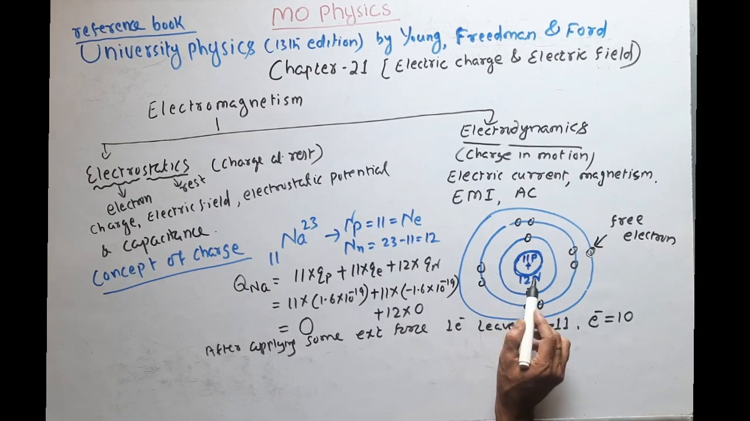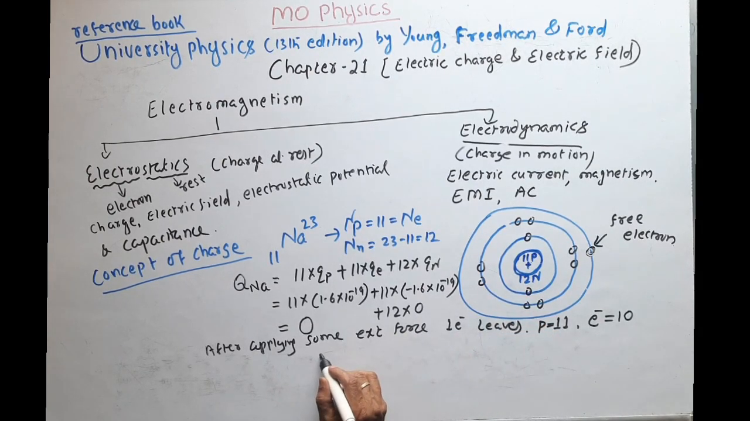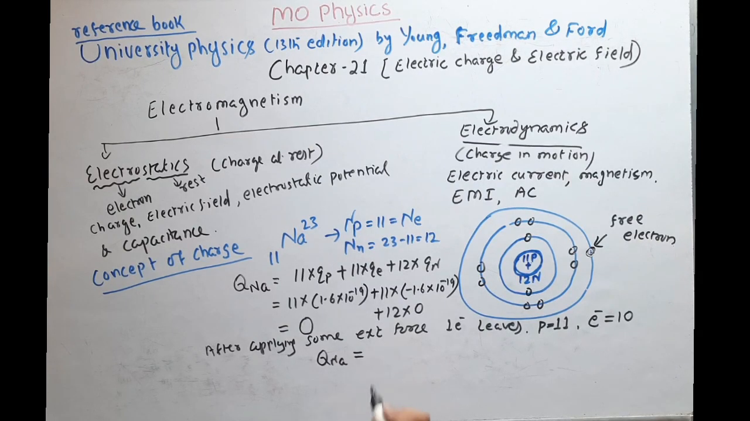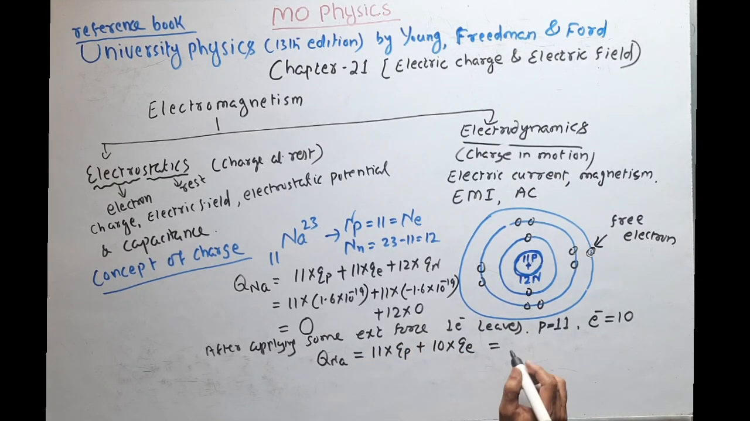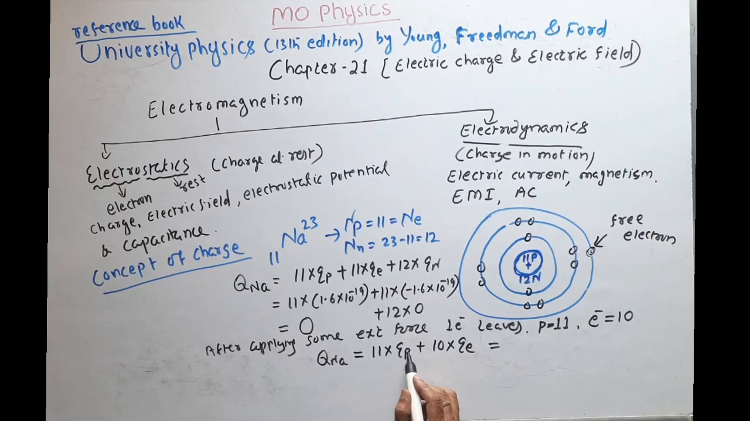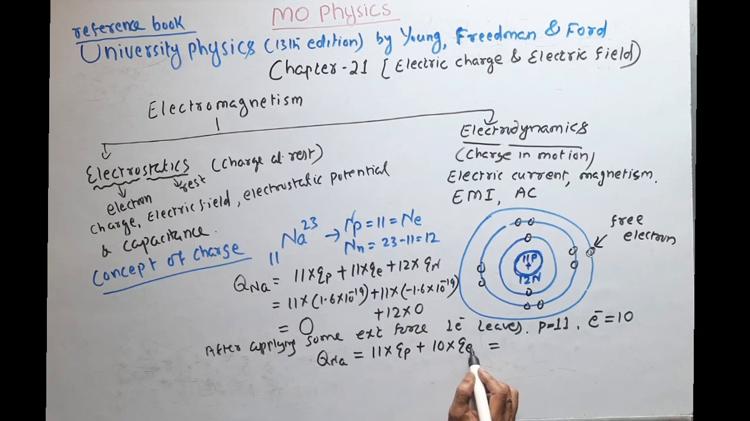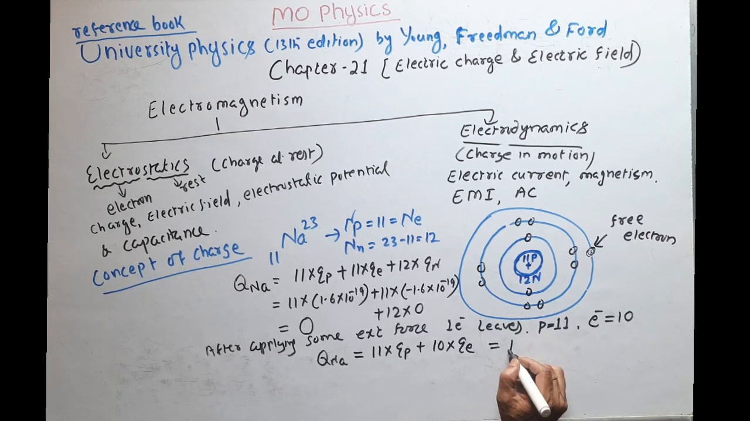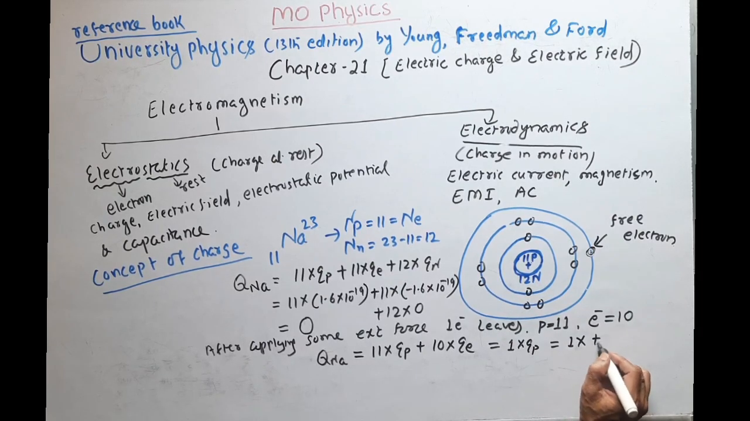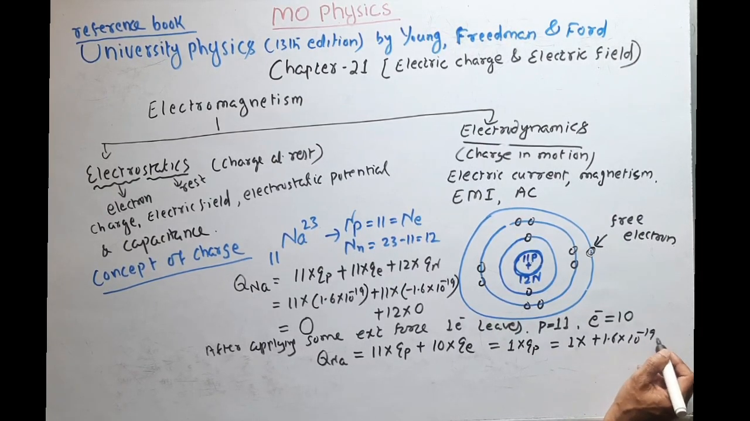So charge of neutron, you know, it is 0. Then if somebody asks, now what is the charge of sodium atom? You will say the charge of sodium atom is equal to charge of 11 protons plus charge of 10 electrons, because the neutron charge is 0. So that is equal to 11 Qp plus 10 Qe. You know, charge of proton is positive 1.6 10 to the power minus 19. Charge of electron is minus 1.6 10 to the power minus 19. So if you add this, you will get only 1 into charge of proton. But 1 into, what is the charge of proton? Plus 1.6 10 to the power minus 19 coulomb.